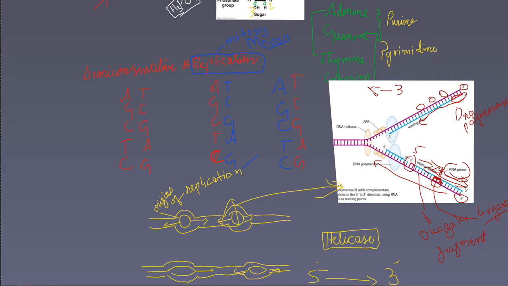Now these small fragments are called Okazaki fragments, and in order to join them, ligase comes along, removes the primers and joins the whole strand together. And this is how the DNA molecule replicates itself.